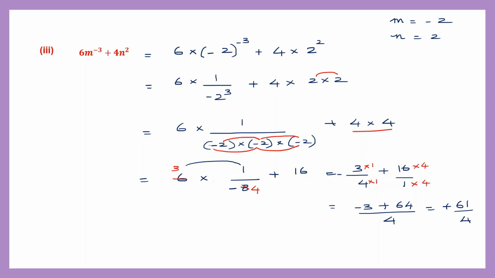Now this we can convert to a mixed number by dividing 61 by 4. Let's divide 61 by 4. 4 ones are 4, minus, we have 2, bring down 1, we have 21, 4 fives are 20, minus 1. So what is our mixed number? Our mixed number is 15 1 by 4, which is our final answer. 15 1 by 4 is the answer.